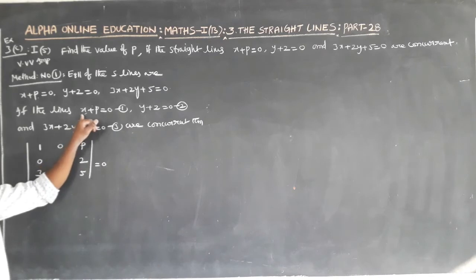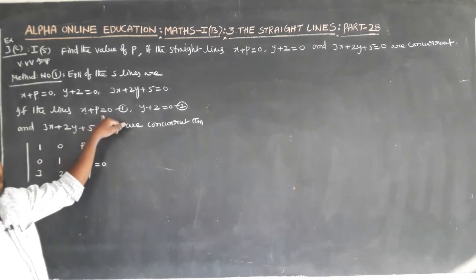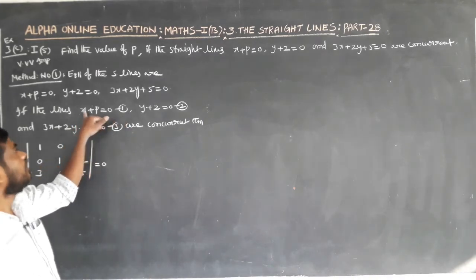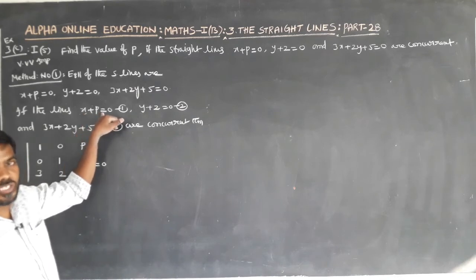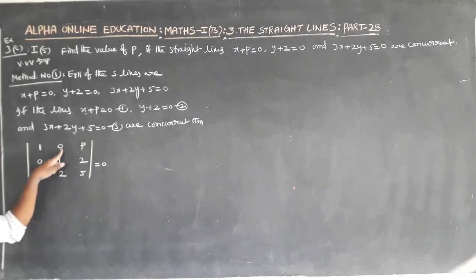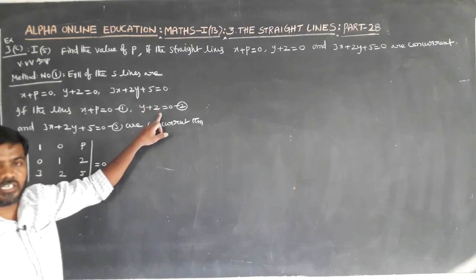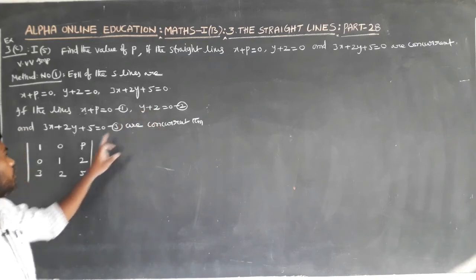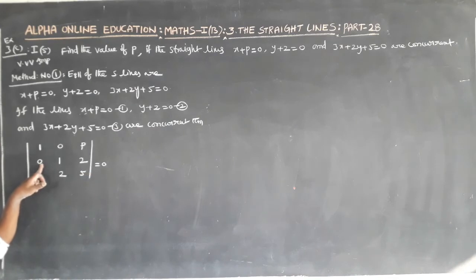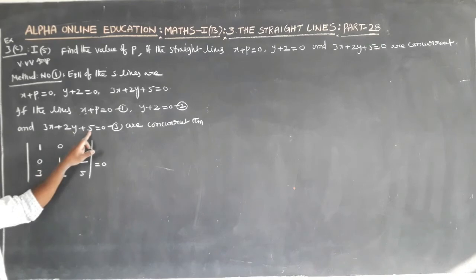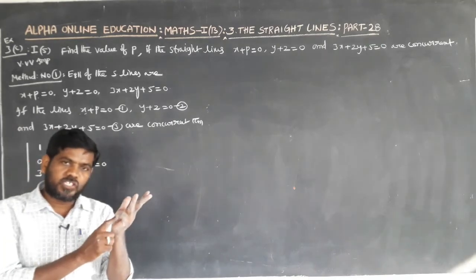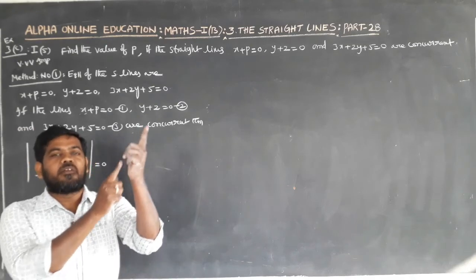In the first equation, x + p = 0, there is only the x term and constant, so the y term is 0, meaning the y coefficient is 0. In the second equation, only the y term and constant, no x term, so the x coefficient is 0. In the third equation, x coefficient is 3, y coefficient is 2, constant is 5. Write the x coefficient, y coefficient and constant.